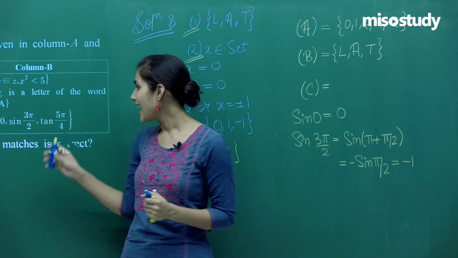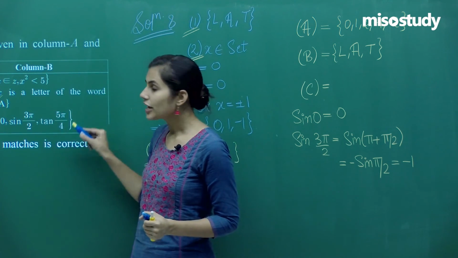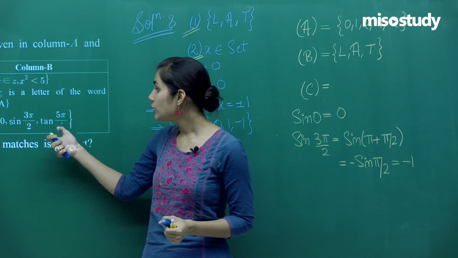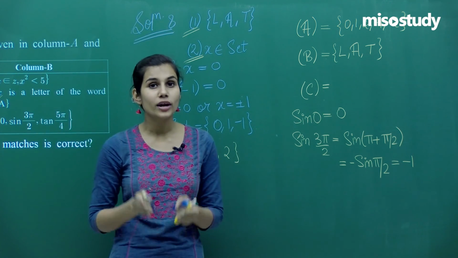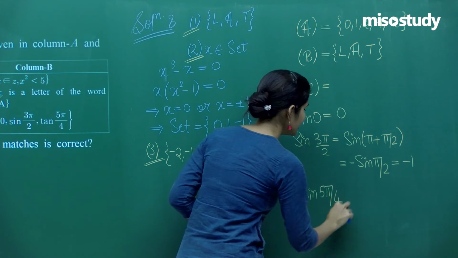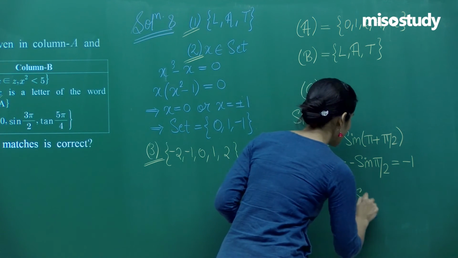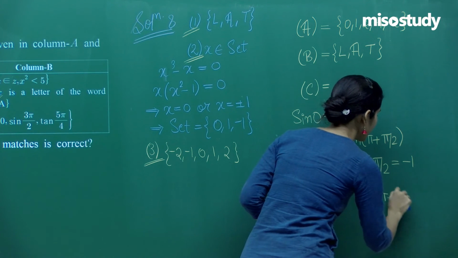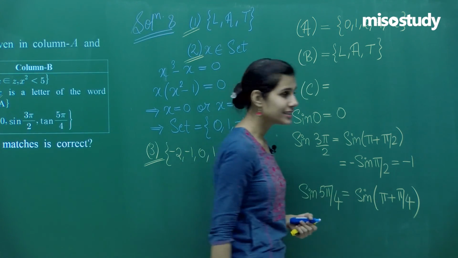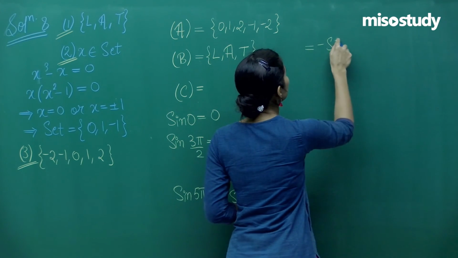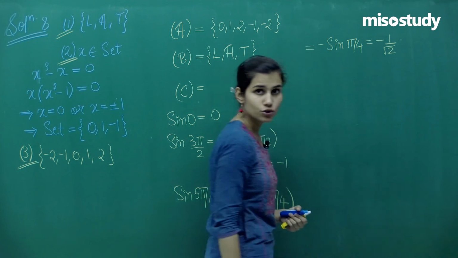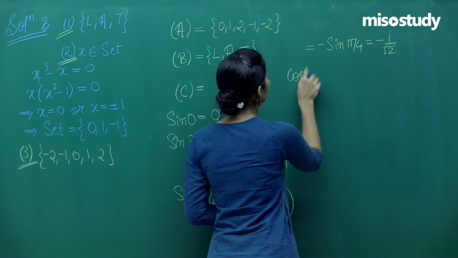If I tell you what is tan 5 pi by 4, you all know sine 5 pi by 4 upon cos 5 pi by 4 will give me tan 5 pi by 4. Therefore, to evaluate this, let us evaluate sine 5 pi by 4 and cos 5 pi by 4. Sine 5 pi by 4 can be written as sine of pi plus pi by 4. You all know that sine of 180 plus theta is again minus sine theta, and therefore you get this to be equal to minus sine pi by 4, which is nothing but minus 1 by root 2.